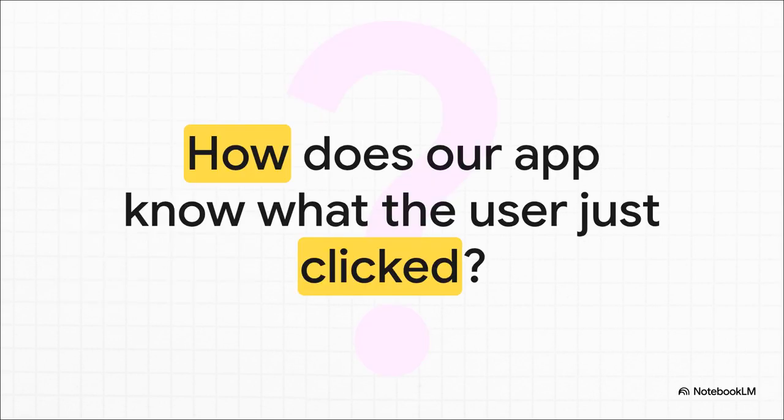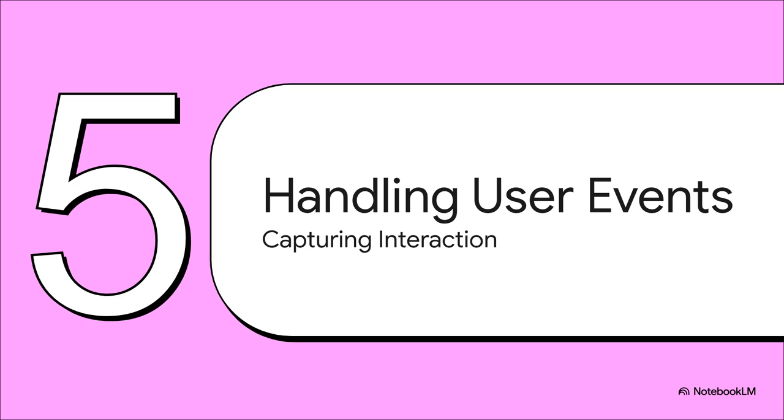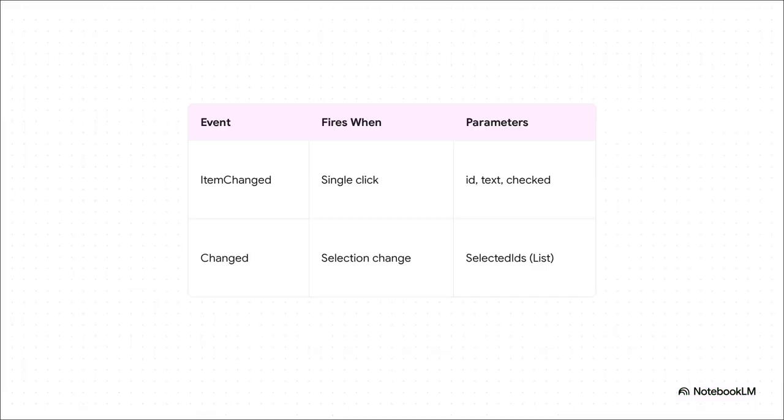Okay, so we've got the visuals totally nailed down, and we know we can dynamically generate our lists in code. But this raises a pretty pivotal question, doesn't it? The UI looks great, sure, but how does our app actually know what the user just clicked? How are we supposed to respond to that interaction? That leads us perfectly into part 5, handling user events and capturing that interaction. This right here is where we connect that beautiful UI component back to our app's core logic.